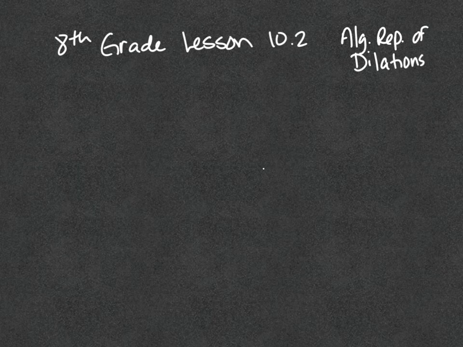8th grade lesson 10.2 is algebraic representations of dilations. So we looked at dilations as one of the transformations, enlarging or reducing, and this lesson just shows you can do that dilation algebraically. Pretty easy too, because all you do is multiply both your coordinates, the x and y coordinate, by the scale factor, and that will give you the new points.